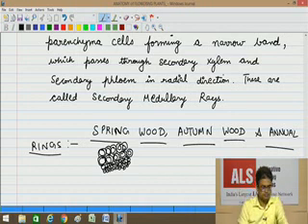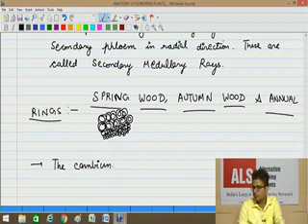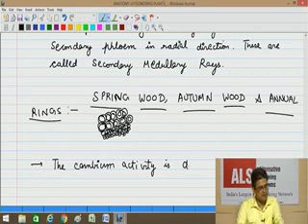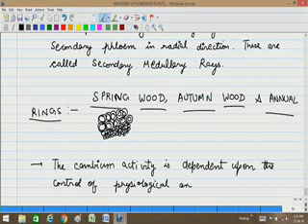Okay, so please write this now. The cambium activity is dependent upon the control of external physiological and environmental factors. So if a plant is facing stress, it will show in the wood.